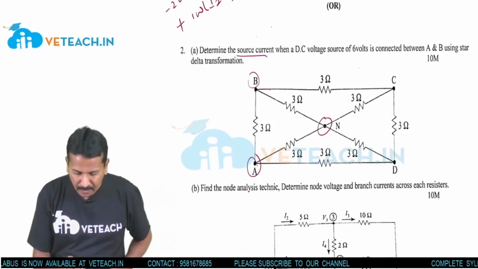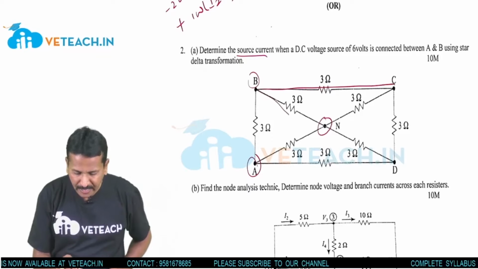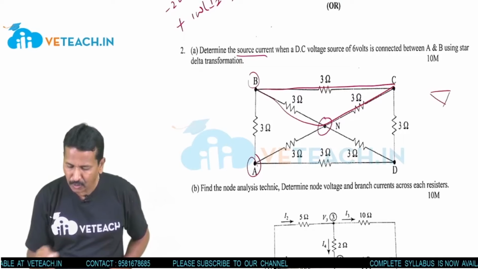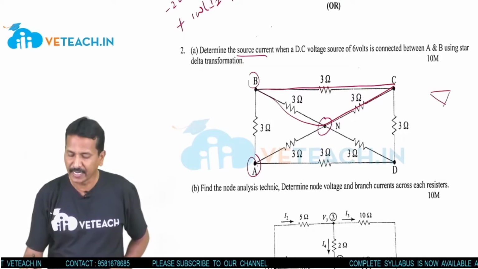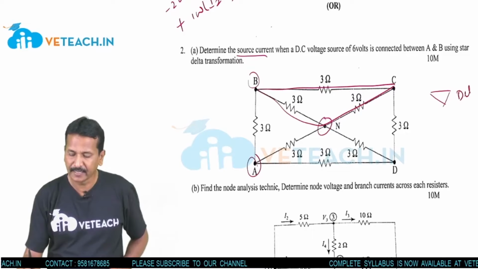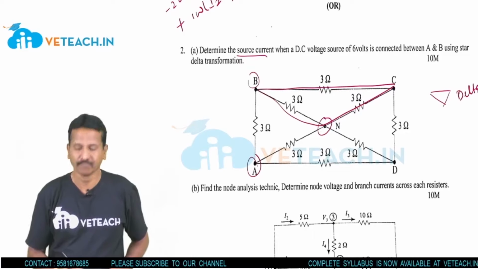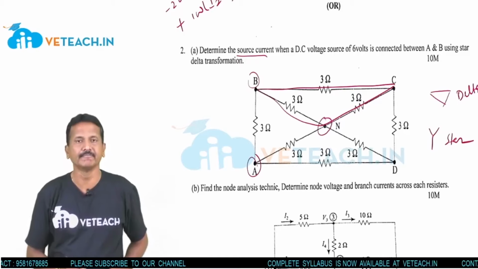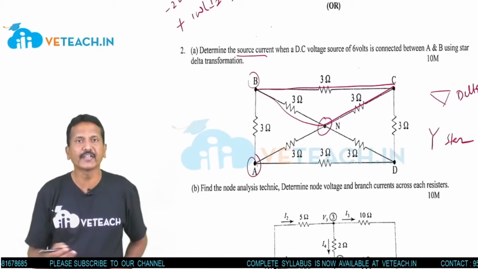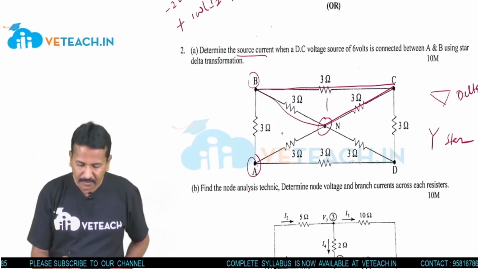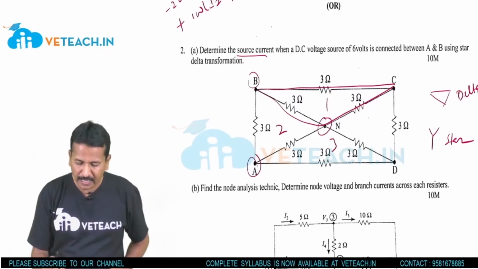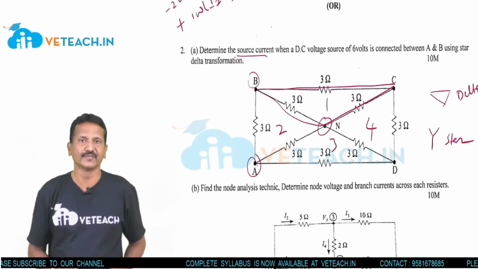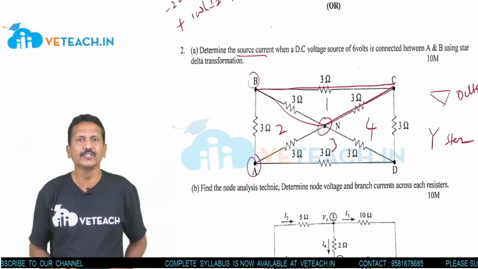Now see here, from B, C, N and C, how is it? It is like this. It is nothing but a delta connection, or if it is there, this is a star connection. So according to our convenience, this is delta 1, this is delta 2, this is delta 3 and this is also delta 4. Okay, students, but don't get confused like that.